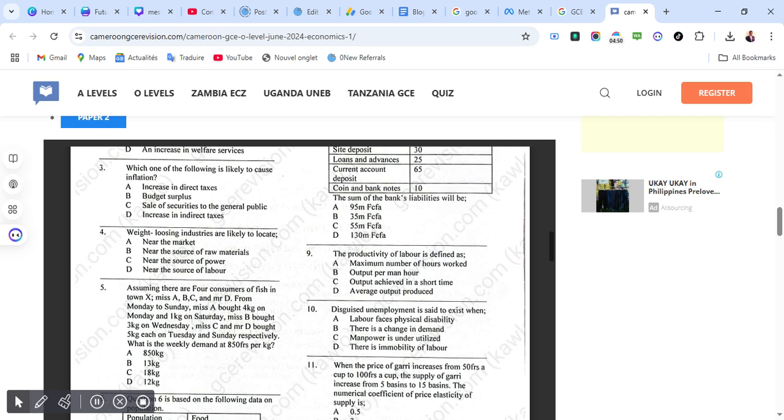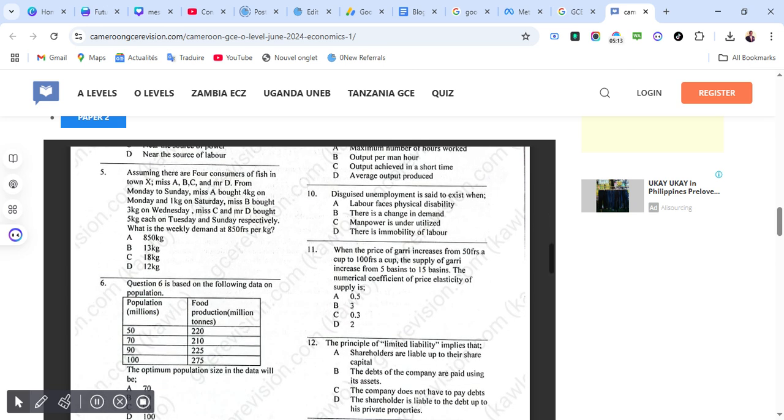Question 9: the productivity of labor is defined as. How do we describe productivity of labor? It's quite easy. The correct answer is B, output per man hour. Question 10: disguised unemployment is said to exist when, the correct answer is C, manpower is underutilized.